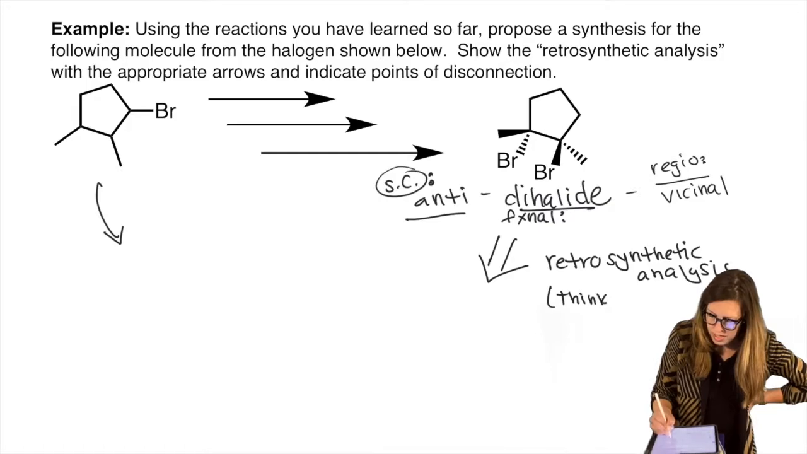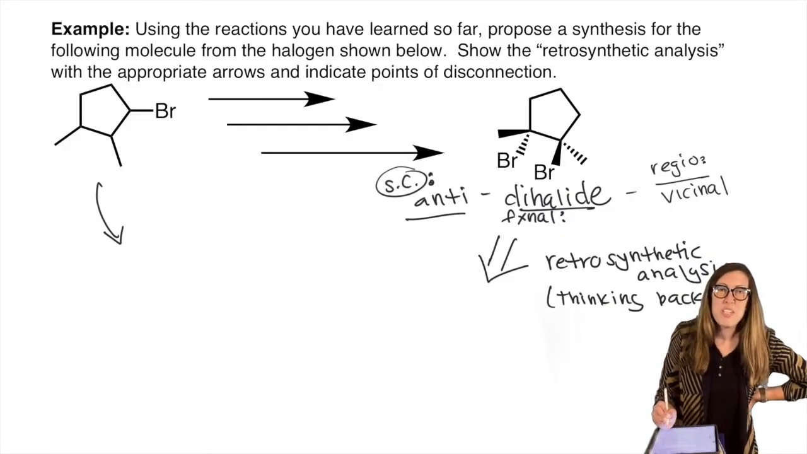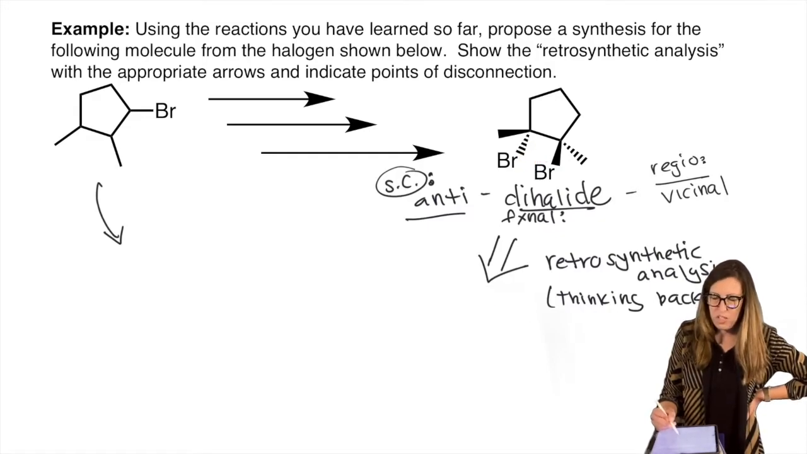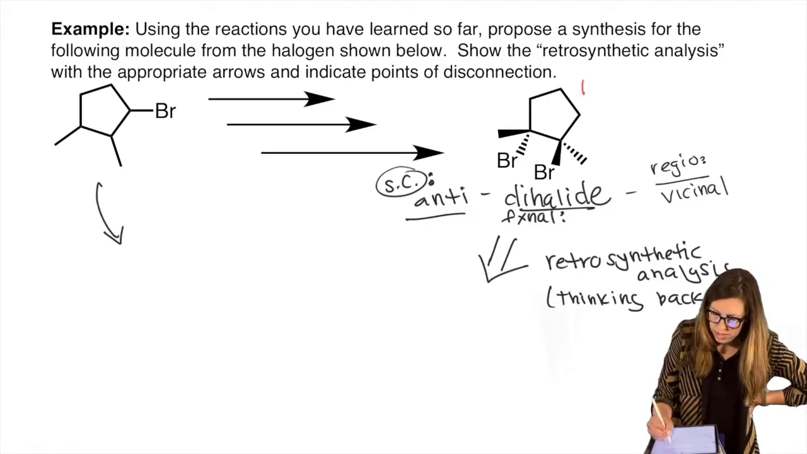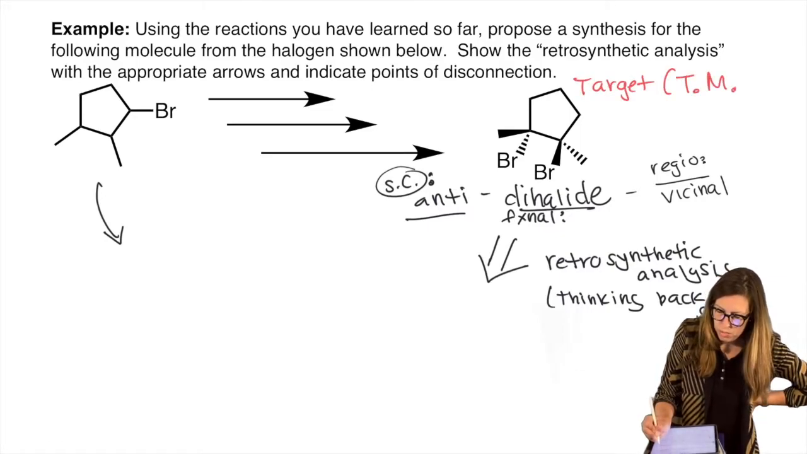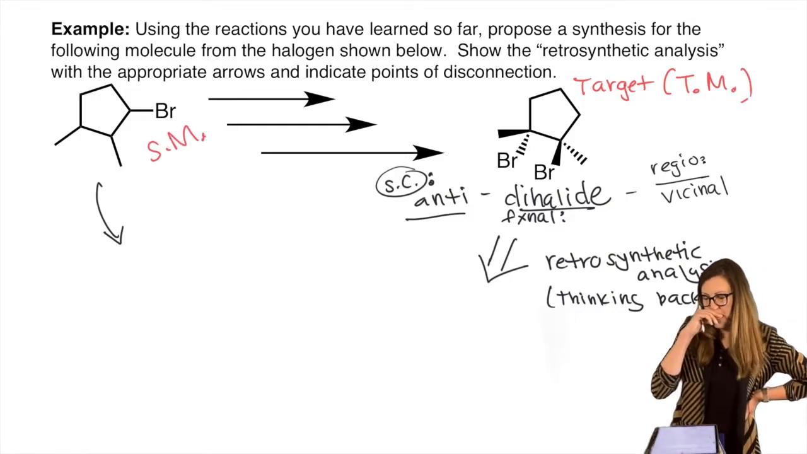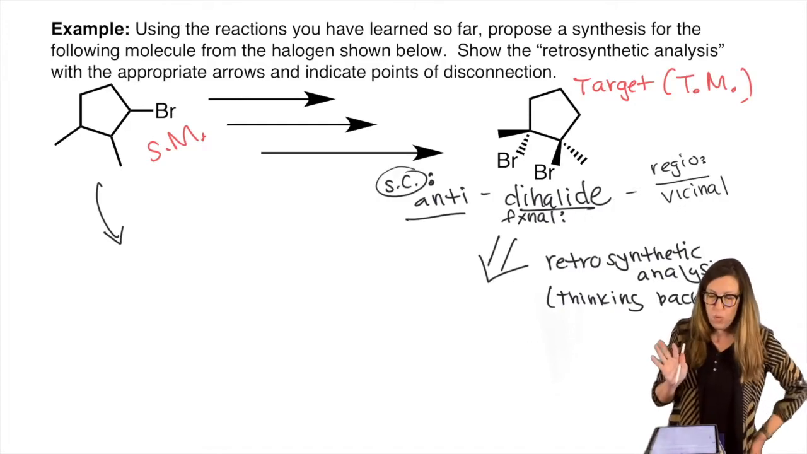Thinking back one step. Countless students will think we're doing a reaction here, that we are going to get rid of these and turn it into something else. No, this is our final target. So this is our target. We use that word. Sometimes it's even abbreviated TM, target molecule. This is SM, our starting material. We have to end on that. We are not reacting that. We have to make that.